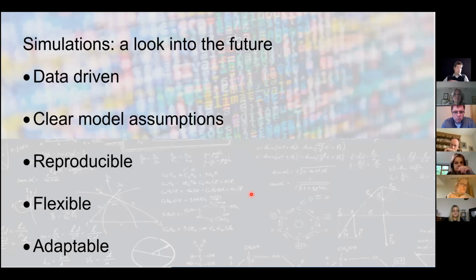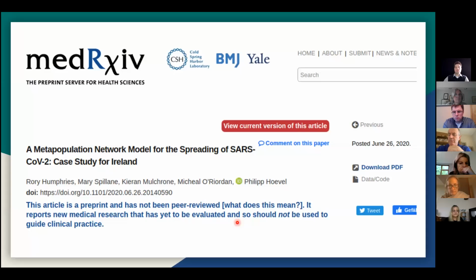And they're adaptable. So even if a completely new player enters the game, let's say a vaccine becomes available, would this affect the numbers? All of this can be included into the model, and they can then point you towards the future. So I will take you in the next couple of slides to a model that we put up. We, meaning people at University College Cork, together with PhD students and fellow colleagues.